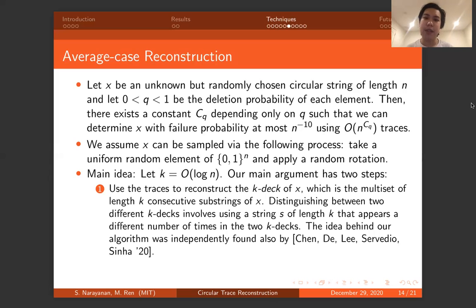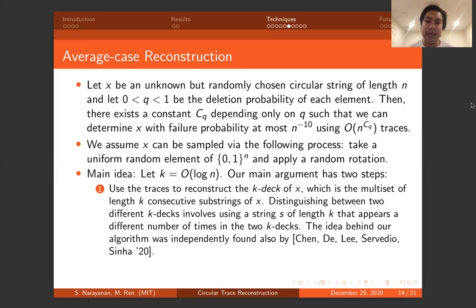We're going to use a similar argument to the worst case reconstruction, where we test all pairs of k-decks and see whether the traces are coming from one or the other. To do this, we use some string s of length k that appears a different number of times in the two k-decks, and we check how often that string is appearing in the traces. This idea was also independently found by Chen et al. in a recent paper on a different variant of trace reconstruction.